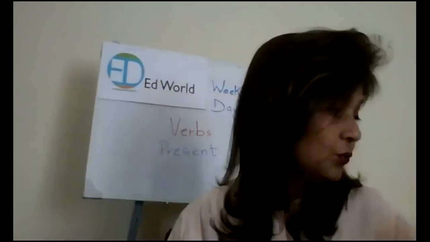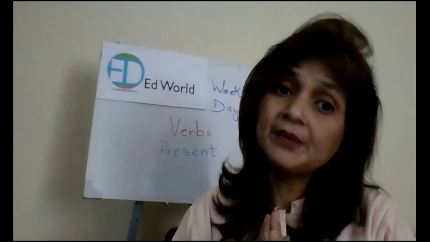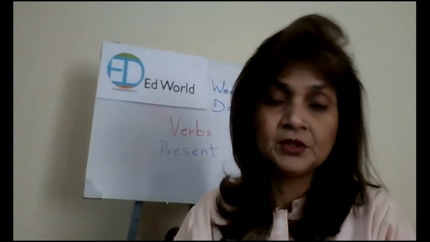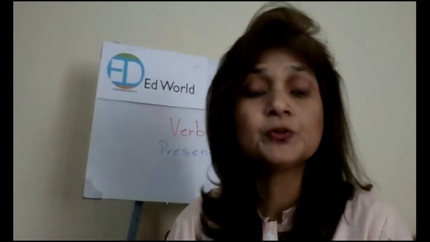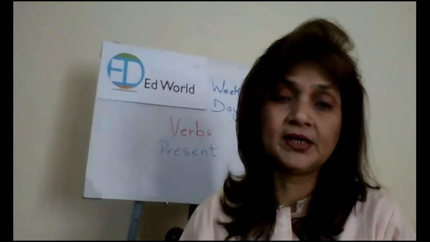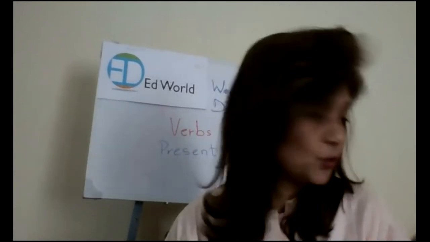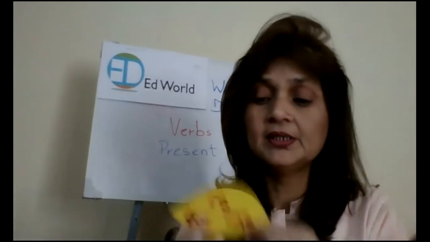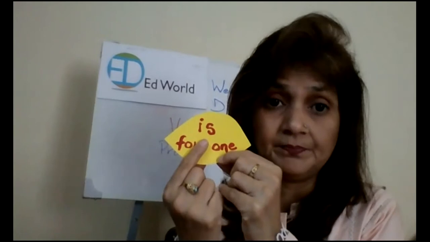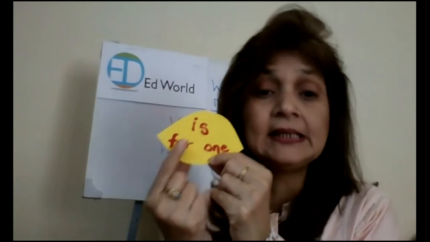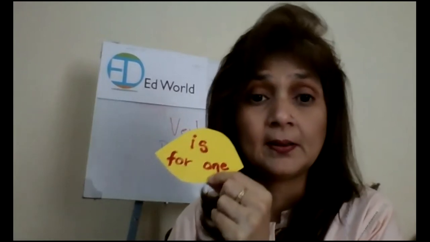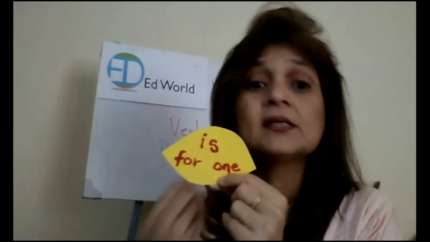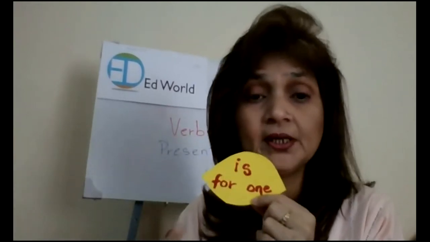Like, what are you doing? And when do we use them? We use them in present form. So, when we are talking about present form and when we are talking about one person, what are we going to use? We are going to use the word "is". Like, he is crying. He is eating, because we are talking about one person.